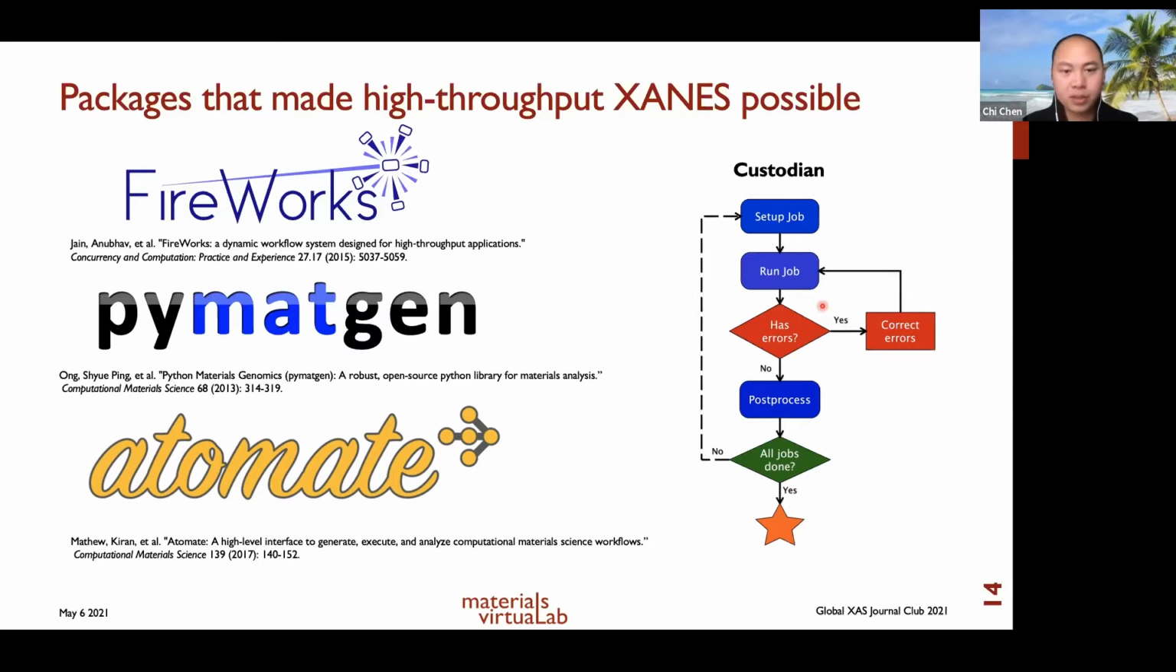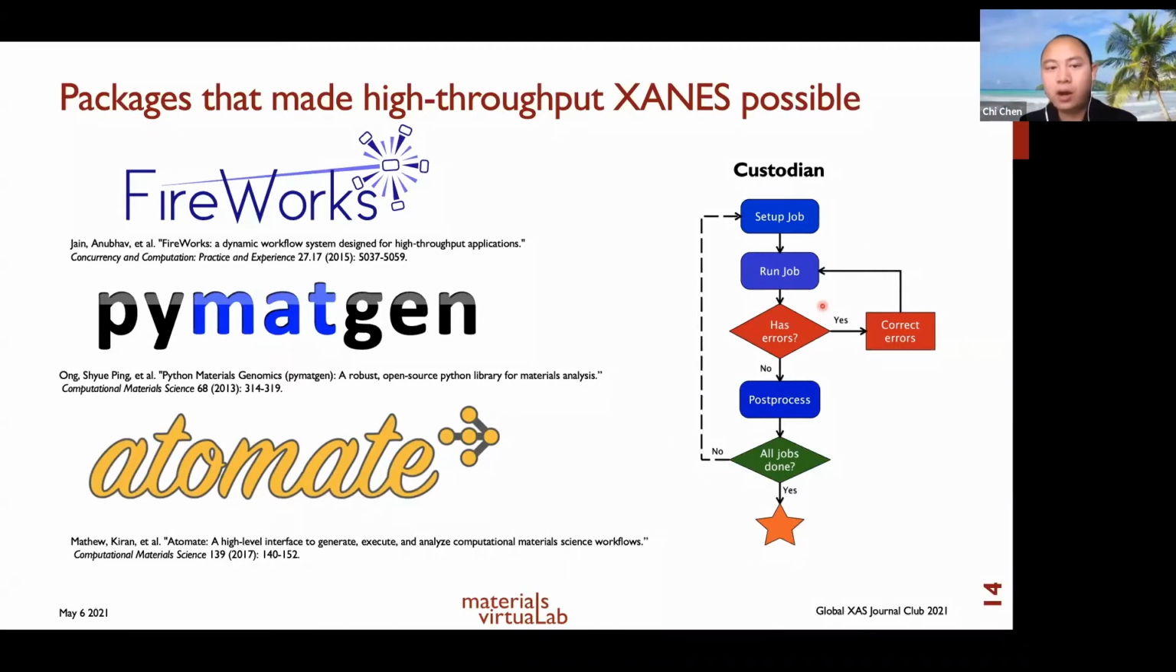And Pymatgen is the one that I just mentioned to generate the inputs as well as parse the outputs. And atomate is like an instance of Fireworks. Basically, you have a set of workflows that you can use directly out of the box without considering which parameters you should use. Atomate has all the pre-compiled sets of parameters you can use. You can just run the calculation by invoking one command line.